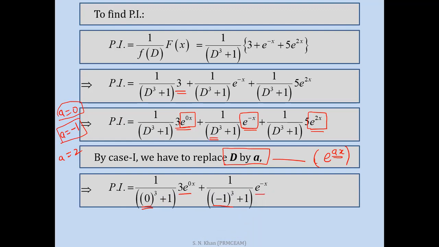After that, the third term. For the third term, a is equal to 2. So in the third term we have to replace d by 2. So the third term will become 1 upon 2 cube plus 1 as it is. And the function 5 times e to the power twice x is as it is. Okay. So in this way, we have to solve each and every term individually.